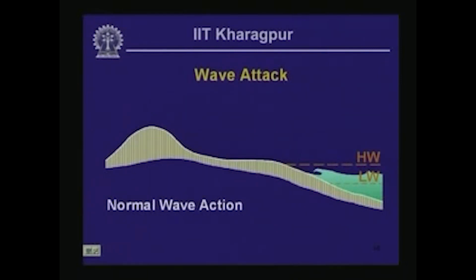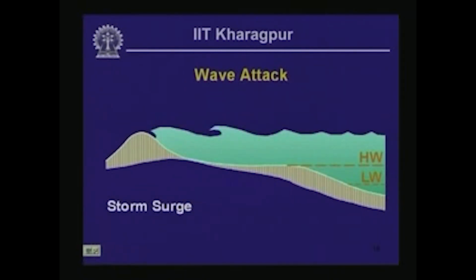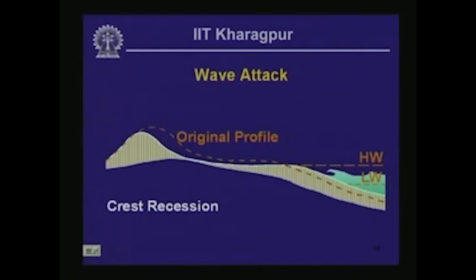Normal wave action is then going to give rise to this type of configuration of the sea floor topography. Then during storm wave attack, it is going to elevate the water height, and erosion is going to be caused by that, and the configuration is going to become like this. And during storm surge, again the dunes may get overtopped, and this may lead to the recession of the dune, and the final profile is going to be like this. If you superpose the original profile on top of the final profile, you can see that because of the wave action the dune crest has receded landward.